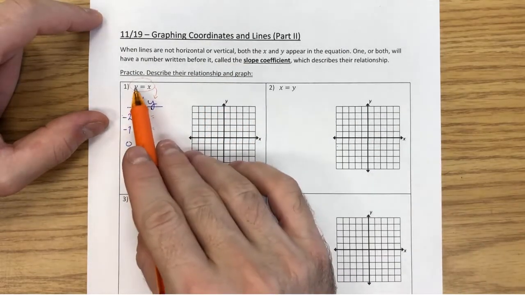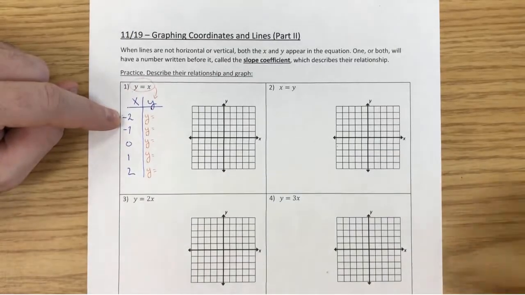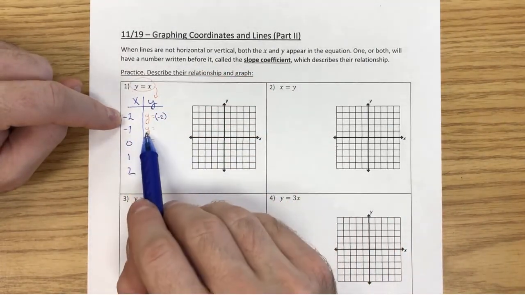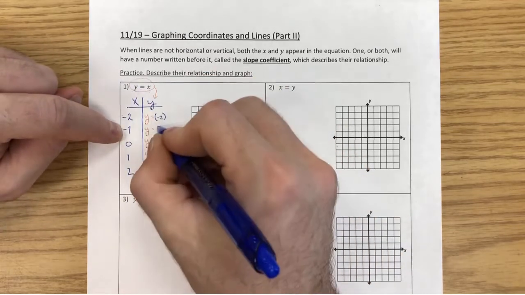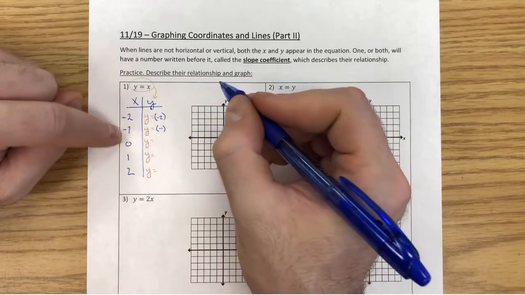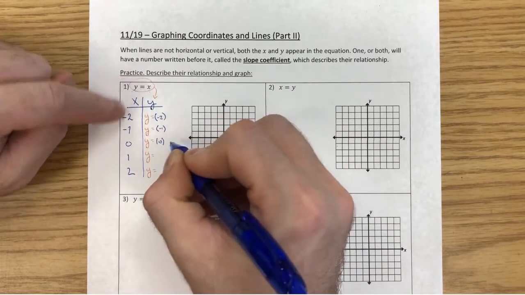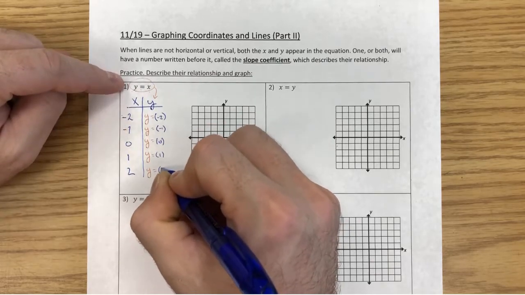And for the first one, I'm going to say y equals -2. For my second one, I'm going to read it as y equals -1. My third one, y is equal to 0. Y is equal to 1. My last one, y is equal to 2.